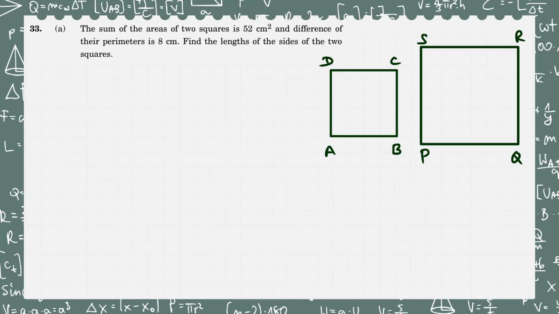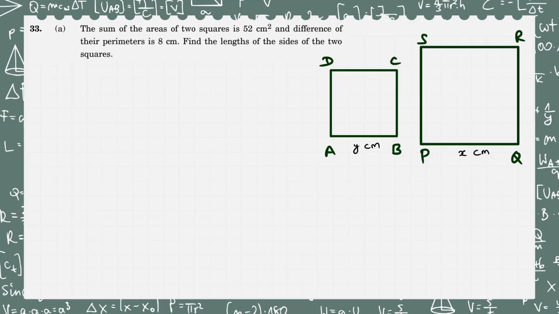That's how we have taken, and we are going to take the side of the bigger square like x centimeter and the side of the smaller square like y centimeter. Sum of the areas is given as 52 centimeter square. We know the area of the square, right? So area of the square PQRS, which is the bigger one, is x square centimeter square, and the area of the smaller square will be y square, right? So when we add both of them, we should get 52 as the answer. That is the first condition.